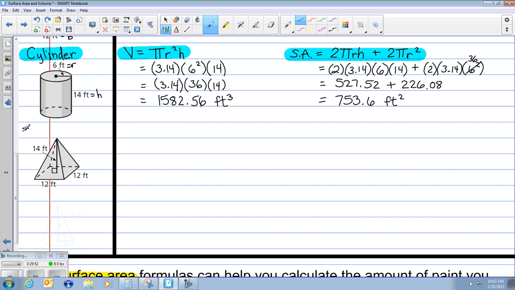So let's label this. This is a square pyramid. These formulas can only be used on a square pyramid. If the base of your pyramid is not a square, if it's a rectangle or an octagon or something else, you would have to use a different formula.